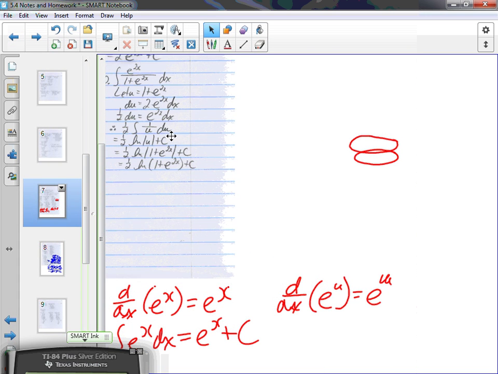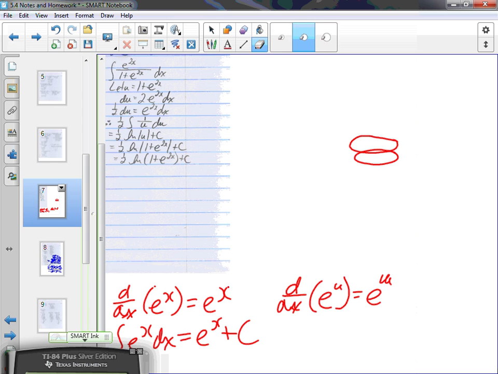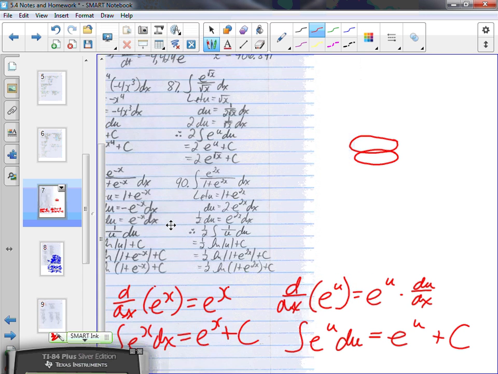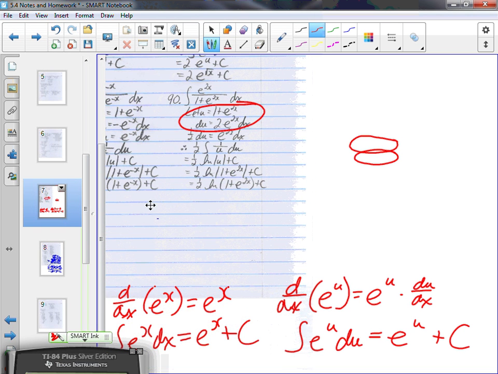So the derivative of e to the u equals e to the u times the derivative of u. Therefore, the integral of e to the u du equals e to the u plus c. So, in other words, we accounted for that chain rule part. Right? All right. Anything else?